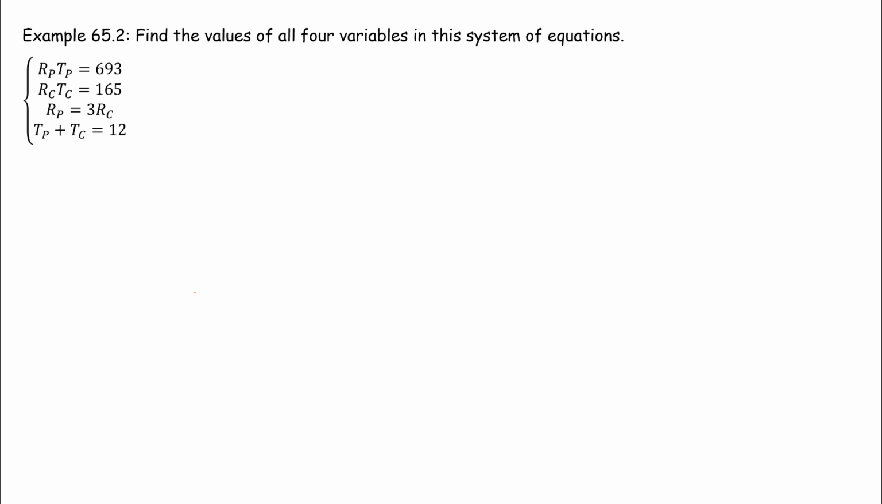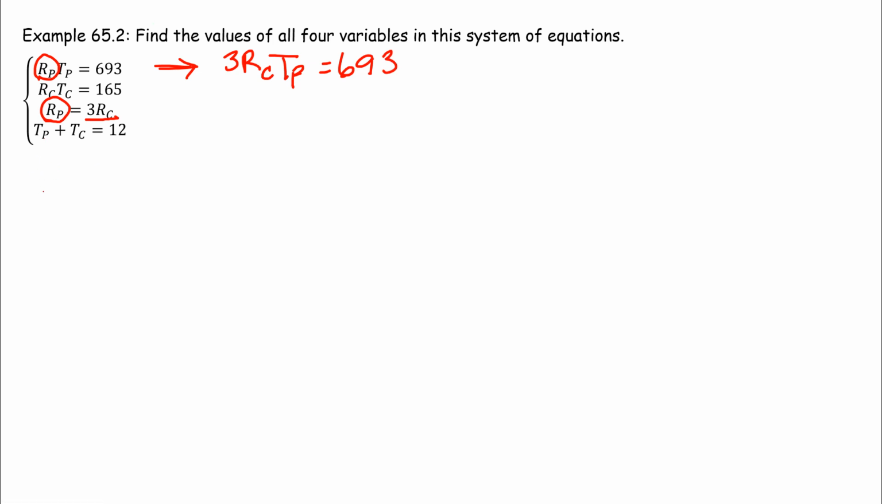So I'm going to use this third equation first. I'm going to substitute 3r sub c in for r sub p in the first equation. So you've got r sub p here, and you've got r sub p here. This is what it equals, so I'm going to put that into the first equation. So I'll put 3r sub c for r sub p, and then t sub p, and that equals 693.